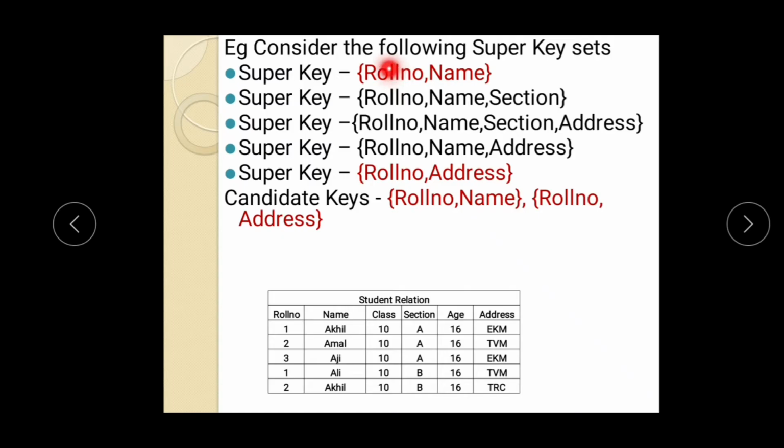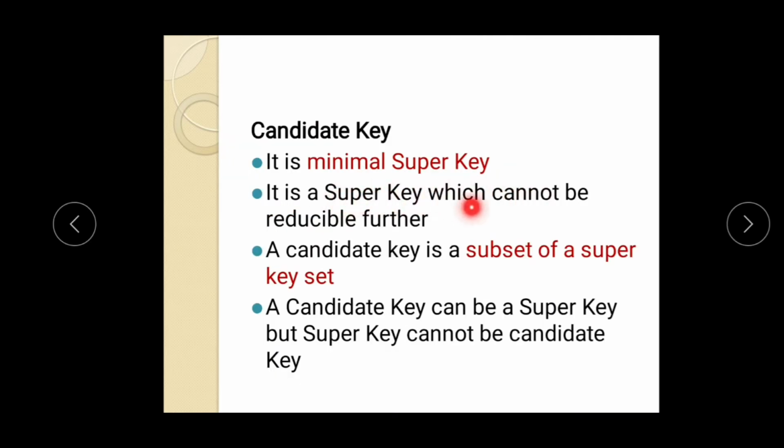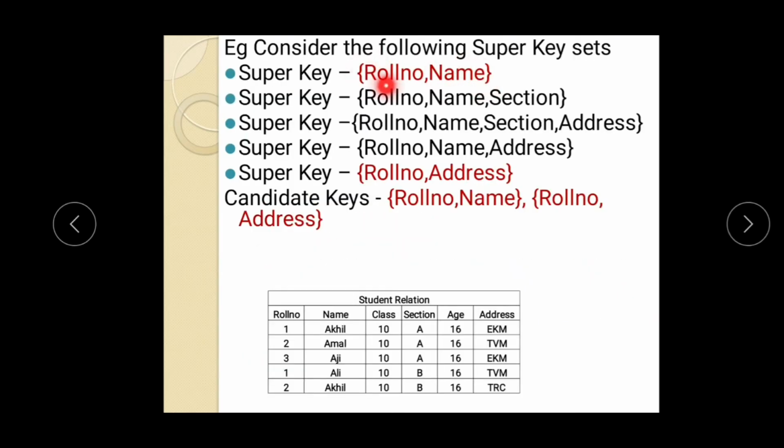Now I am eliminating roll number. Now the key is name. Is it possible to identify a particular record using only the name? No, it is not possible. So this super key cannot be reduced. So this is a candidate key. That is why it is called like that. The super key which cannot be reduced further is a candidate key.